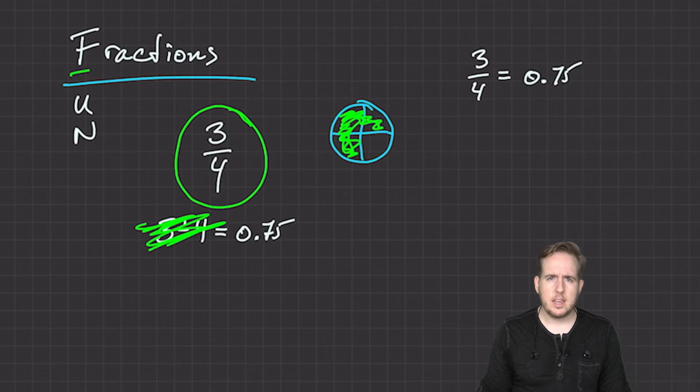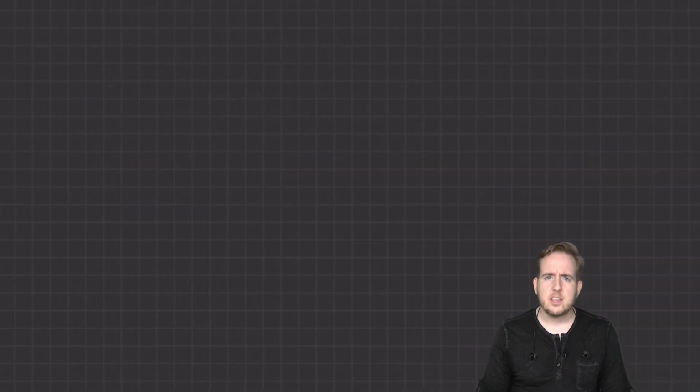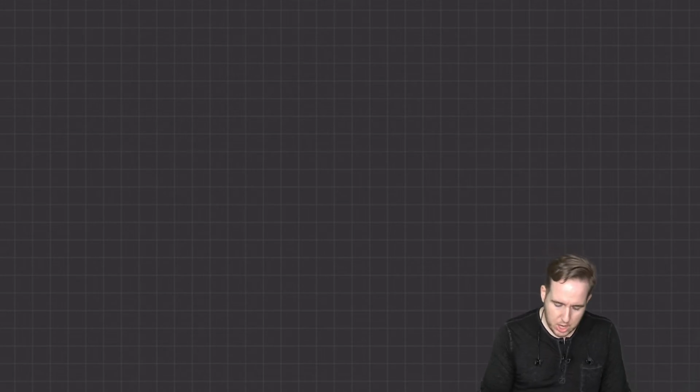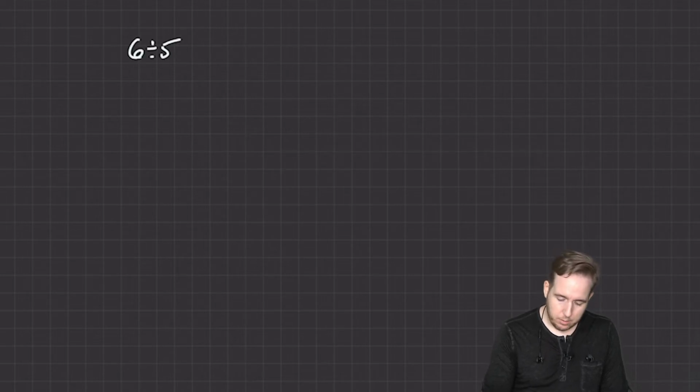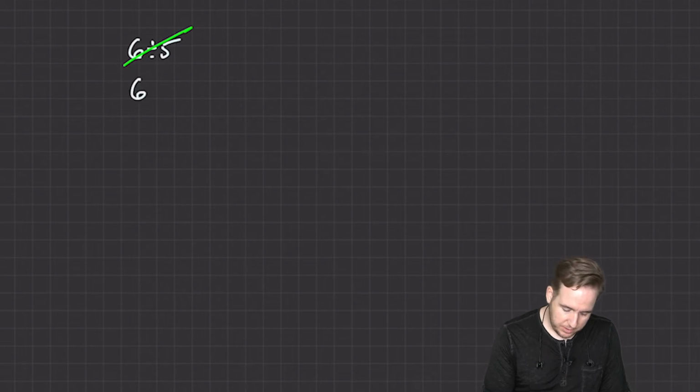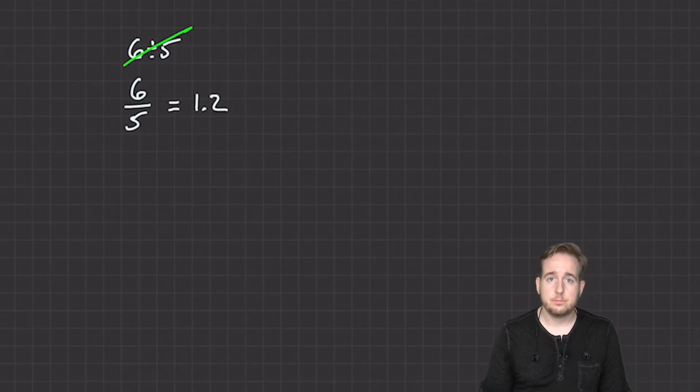Now, on the one hand, you think that might be a little bit confusing, but actually what it does is it makes life slightly easier. Let me give you an example. So let's say I want to do 6 divided by 5. Now, we know that we don't do that anymore. That's 6 divided by 5. And if I plug that into a calculator, I get 1.2.